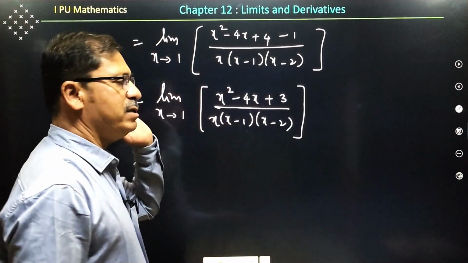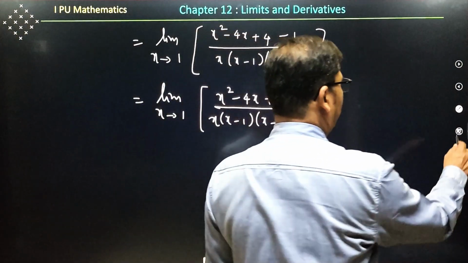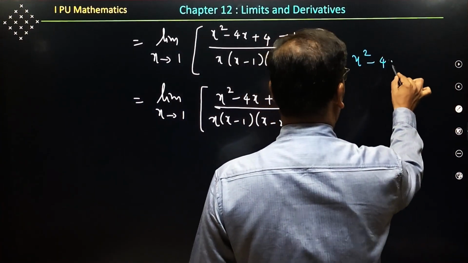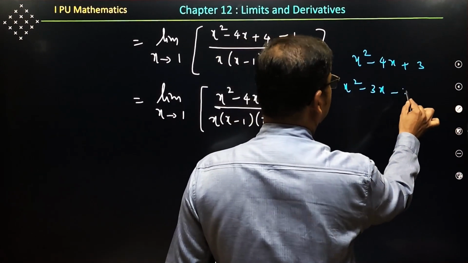Again it can be factorized, I think so. 3 and 1, separately I would like to perform here. Please concentrate here. X square minus 4x plus 3 is there. X square minus 3x minus x plus 3.